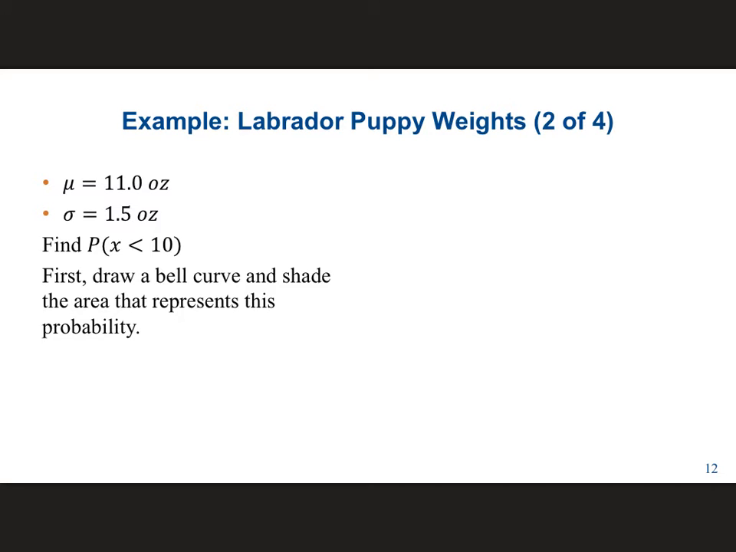The first thing that you always want to do is actually draw a bell curve and shade the area that represents this probability. I want you guys to really, on paper, draw a normal curve because this will help you with the problems. So I'm going to sketch my normal curve, and we have a mean of 11, so then 10 is going to be somewhere down here.